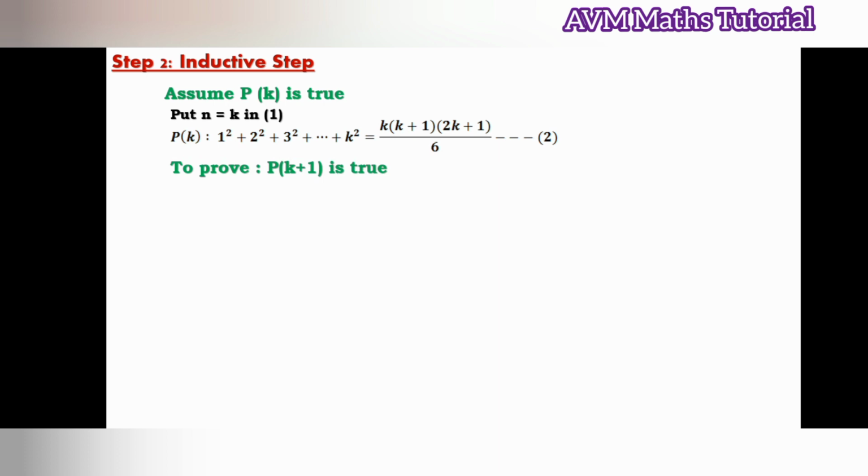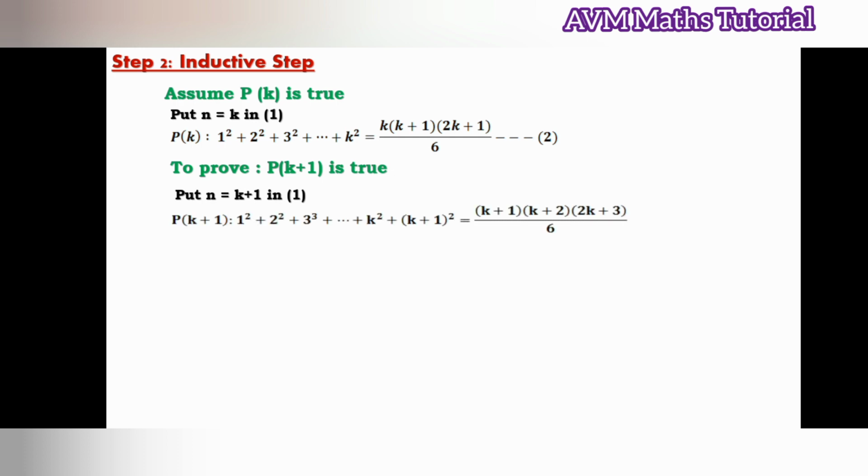Now to prove P(k+1) is true, put n equal to k plus 1 in equation number 1. That is, P(k+1) is 1 squared plus 2 squared plus 3 squared up to k squared plus (k plus 1) whole squared equals (k plus 1)(k plus 2)(2k plus 3) divided by 6. Now take the LHS term, that is 1 squared plus 2 squared plus 3 squared up to k squared plus (k plus 1) whole squared. Here 1 squared to k squared is k(k+1)(2k+1)/6, which is equation number 2.